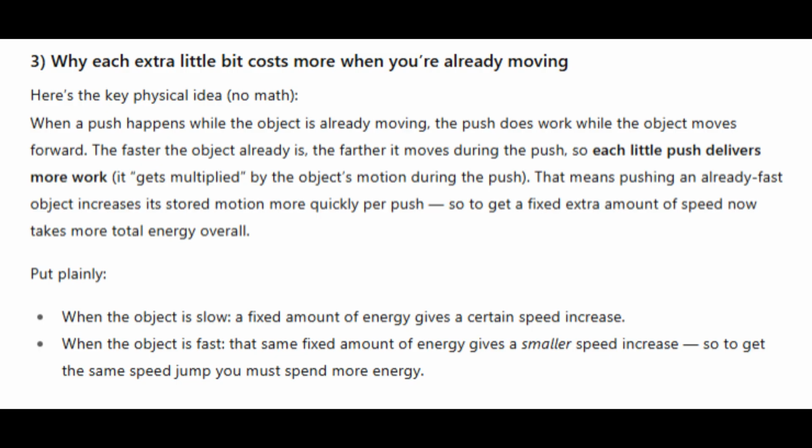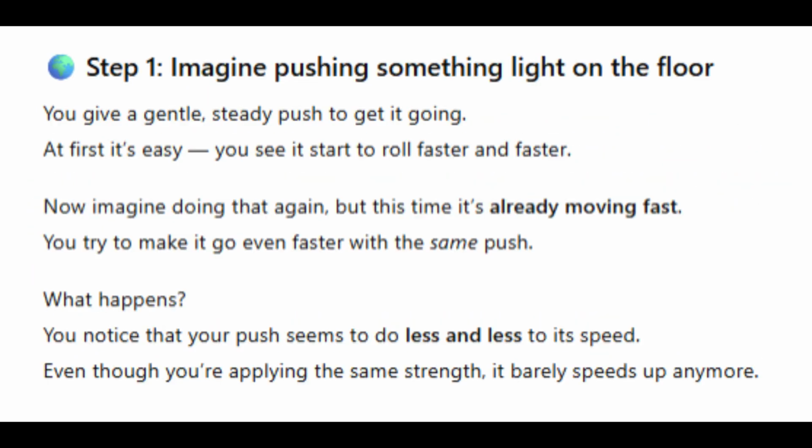Put plainly, when the object is slow, a fixed amount of energy gives a certain speed increase. When the object is fast, that same fixed amount of energy gives a smaller speed increase. So to get the same speed jump, you must spend more energy. Imagine pushing something light on the floor. You give a gentle, steady push to get it going. At first, it's easy. You see it start to roll faster and faster. Now imagine doing that again, but this time it's already moving fast. You try to make it go even faster with the same push. What happens? You notice that your push seems to do less and less to its speed. Even though you're applying the same strength, it barely speeds up anymore.